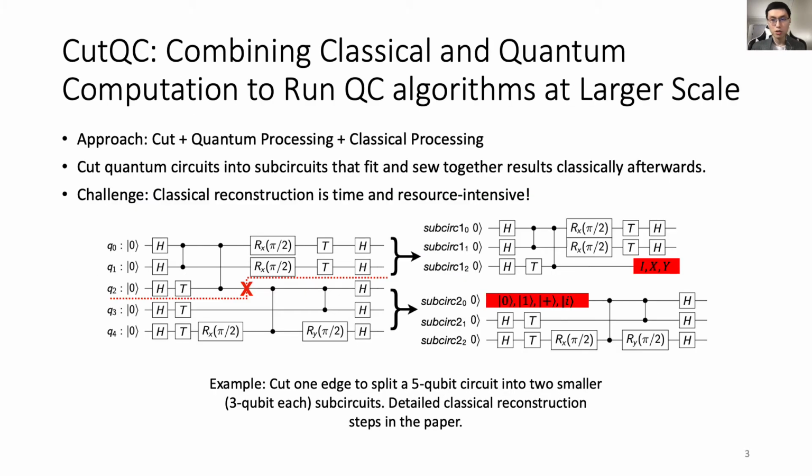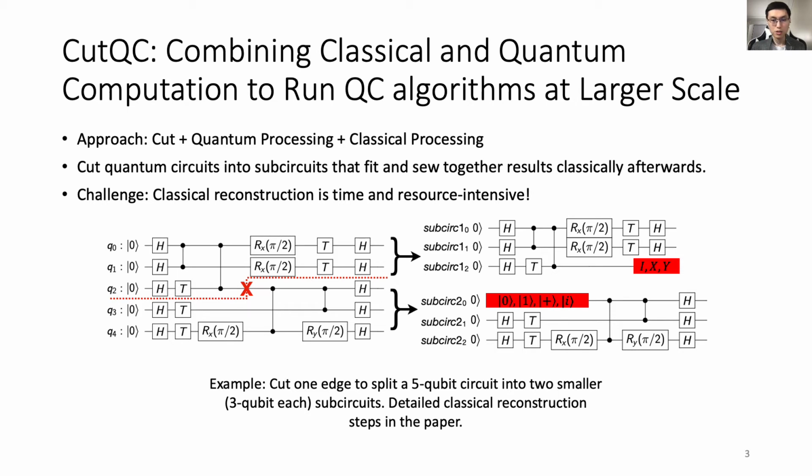Our approach, called CutQC, cuts a quantum circuit, then combines quantum processing and classical processing to run QC algorithms at larger scale. Essentially, we first cut large quantum circuits into smaller subcircuits that fit on small quantum computers. We use the quantum computers to evaluate the small subcircuits. We eventually sew together the results using classical computing.